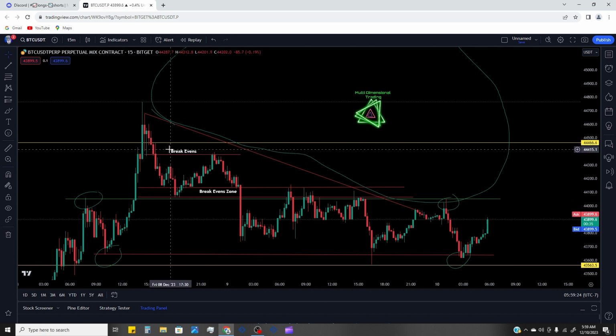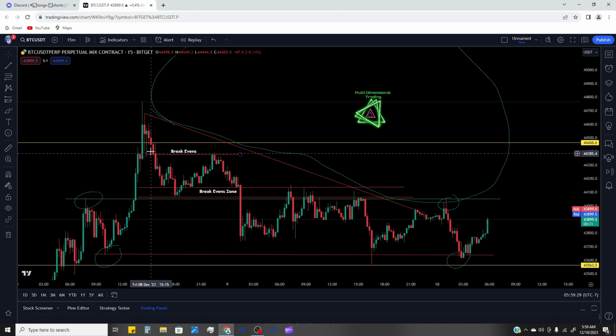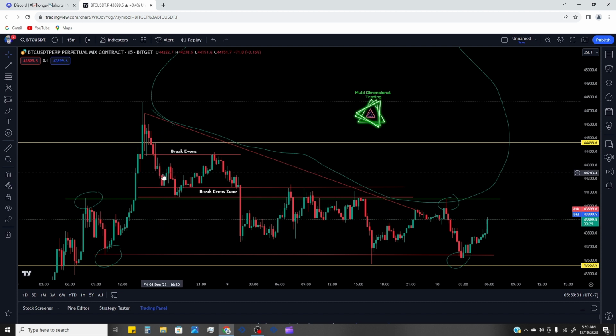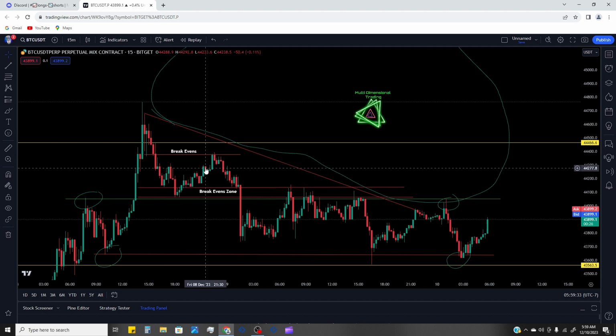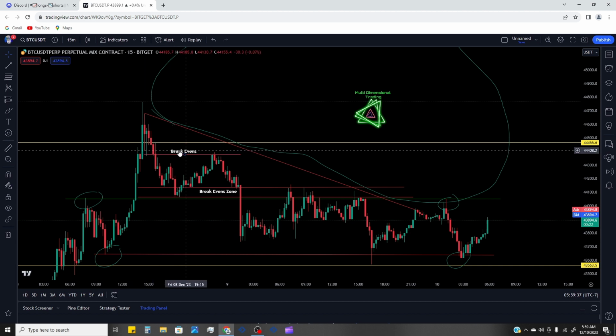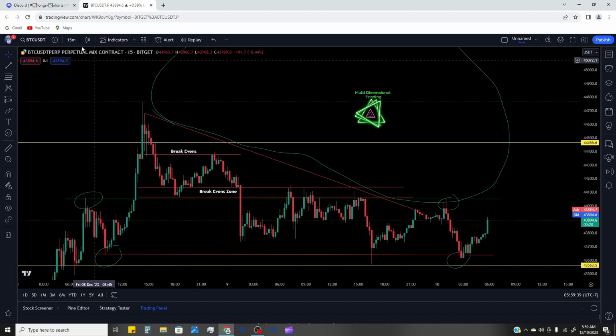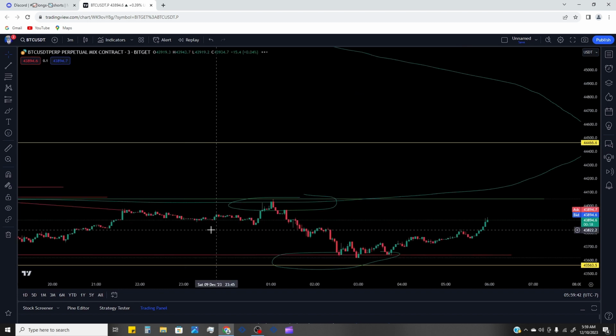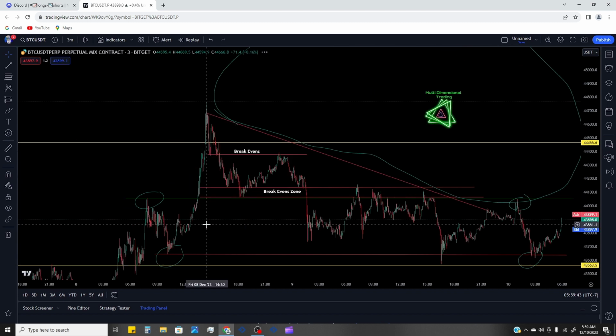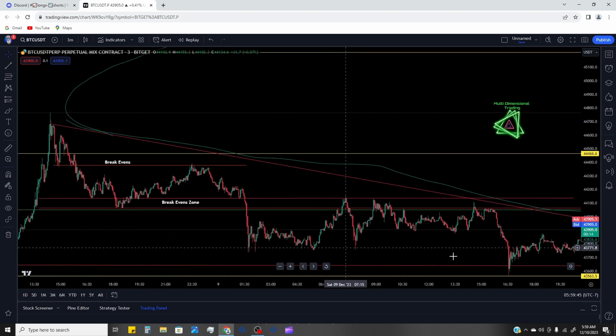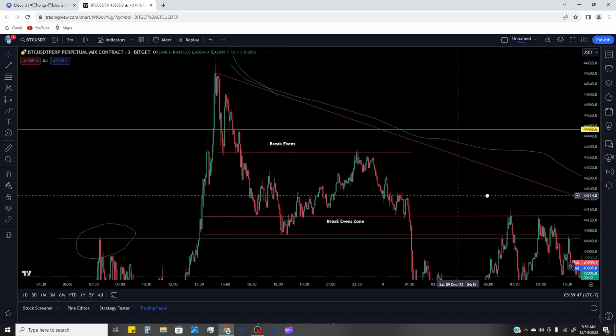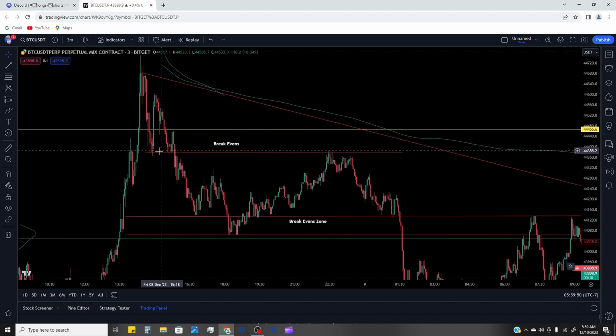So here, price runs down, comes back up, break evens. Okay, I'll go down to a smaller time frame so you guys can see it in detail. This was break evens because you see how it consolidated here.